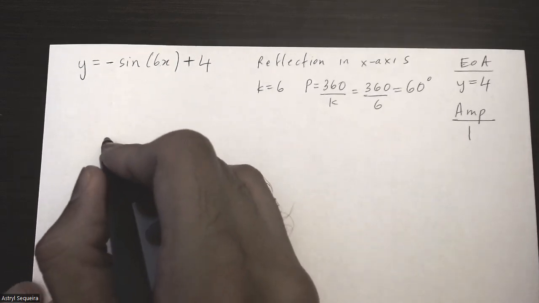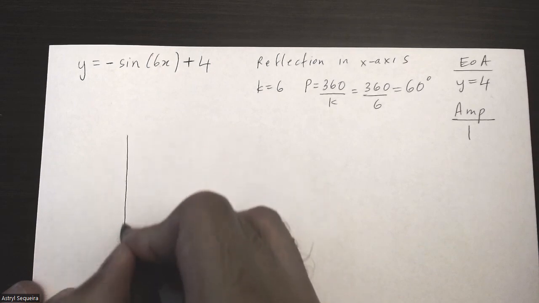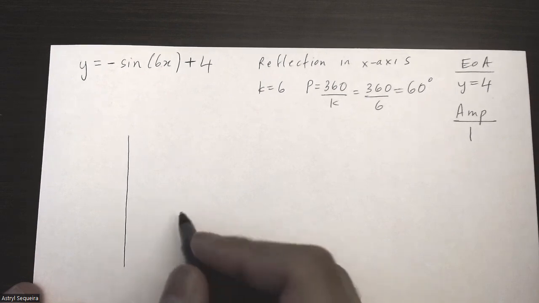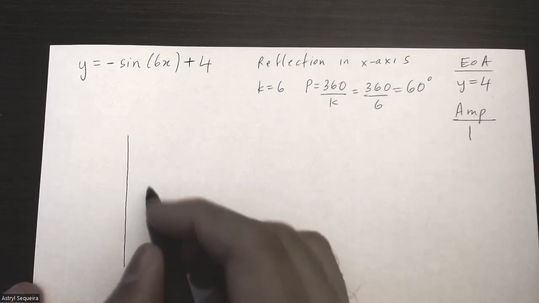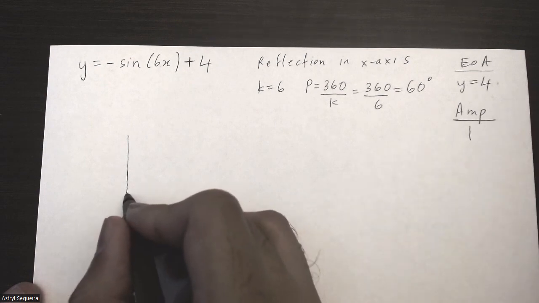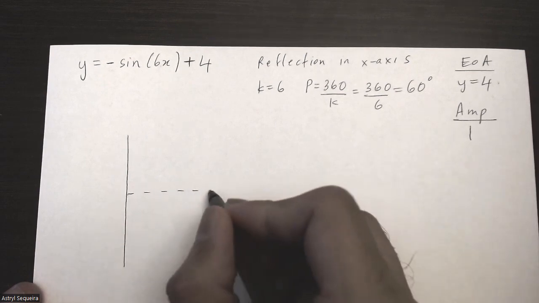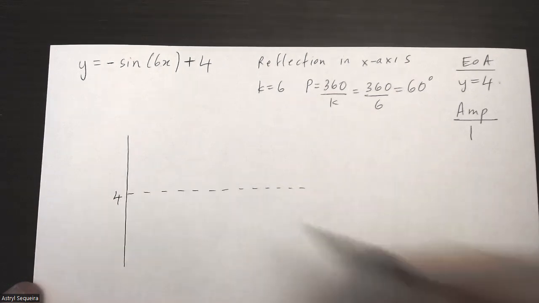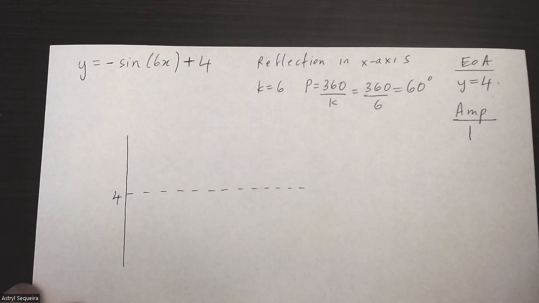So I always start my sketch with my y-axis, leaving a bit of space on the left if there was a phase shift over here. In this case, there's no phase shift. I always put my equation of axis directly in the middle of the graph. So y equals 4 is my equation of axis.